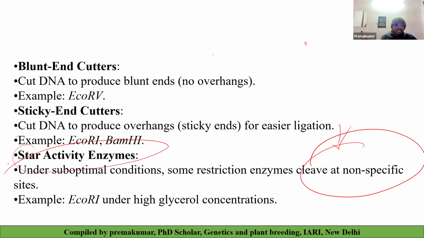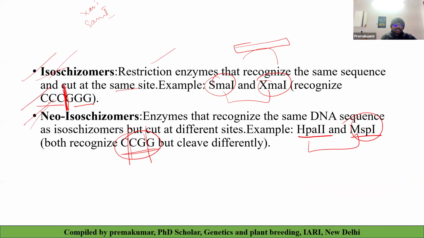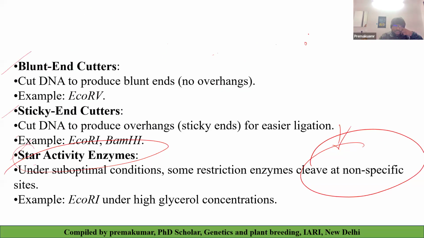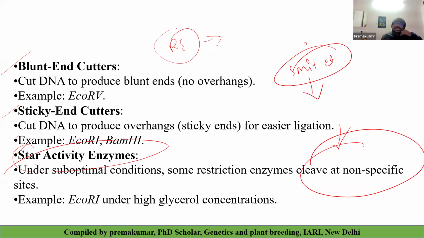You should know what is star activity, sticky ends, blunt ends, isoschizomers, neoschizomers, and the different classifications. It is a must. And who discovered restriction enzymes? Read it: Smith and colleagues discovered these restriction enzymes. Please read about the history of restriction enzymes. Just type in Google who the scientists are and when they were awarded the Nobel Prize, and everything will come.